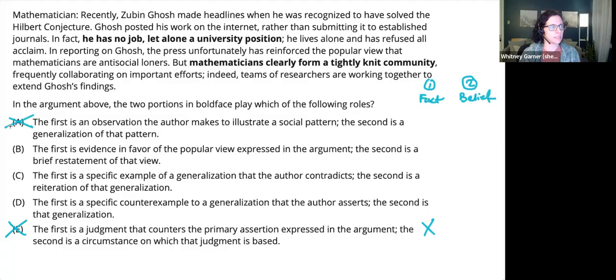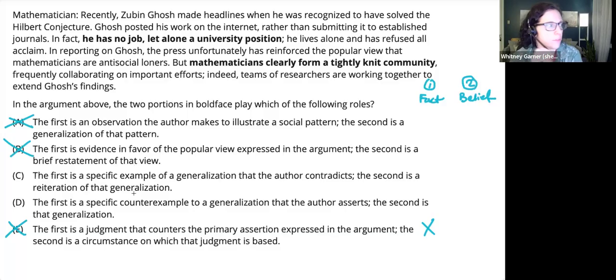The first is evidence in favor of the popular view expressed. Ooh. Right? Like the popular view expressed in the argument, right? In reporting, the press unfortunately has reinforced this popular view. So yeah, maybe it is evidence in favor of the popular view. But the second isn't a brief restatement of that view. The second is the opposite of that. So be careful. The second is the opposite.